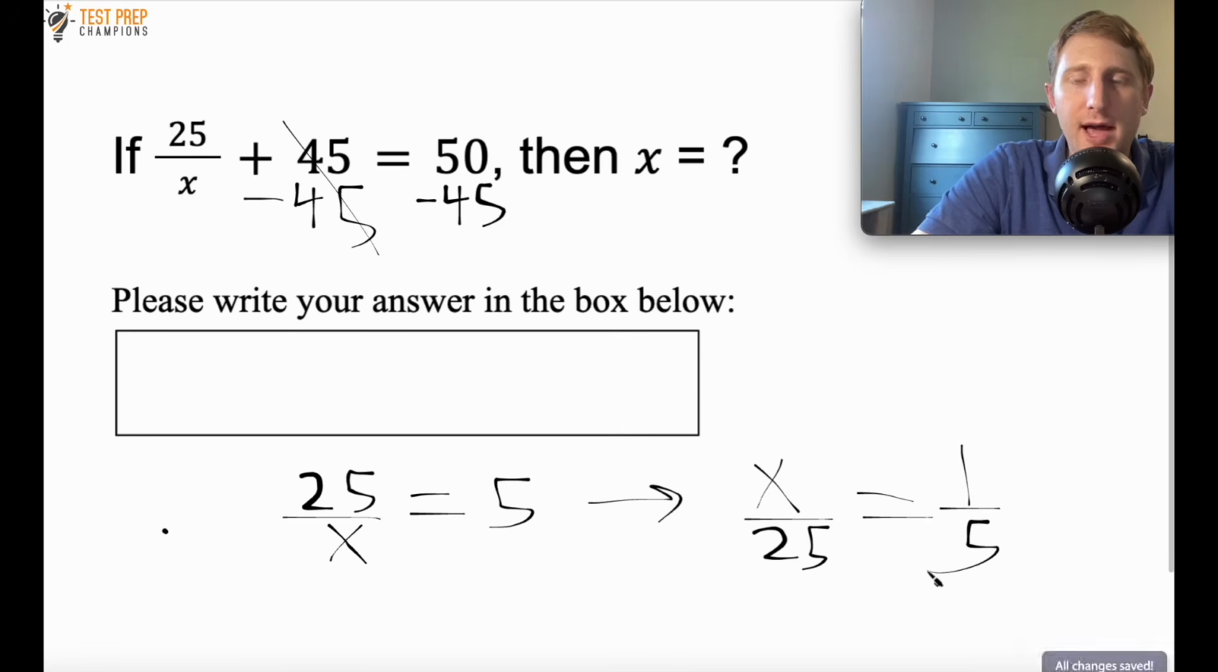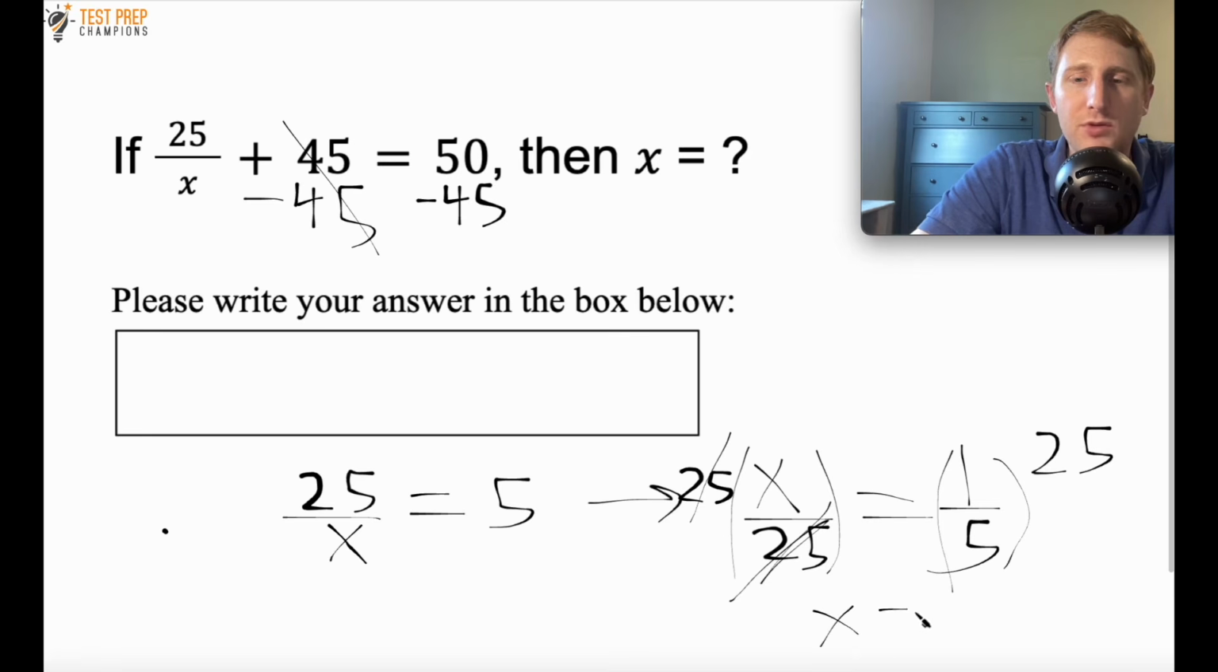So I now have x over 25 equals 1 over 5, and the name of the game is to get the x by itself. So what I'm going to do is multiply by 25 on both sides, right? Because if I multiply by 25 on the left, the 25s will cancel out, and whatever I do to one side, I also have to do to the other. All right, so when I rewrite this, I'll have x equals 5, because 25 divided by 5 is 5.